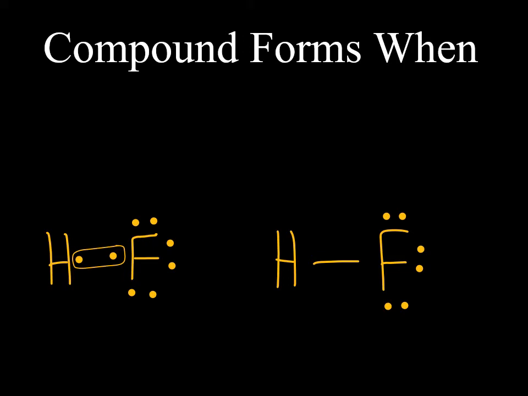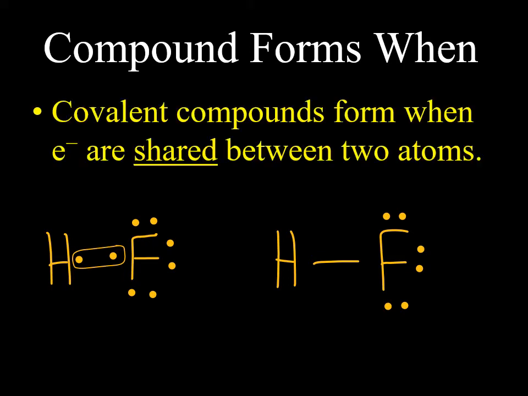So the covalent compound forms when electrons are shared between two atoms, not transferred, but shared. And these pictures are the way that we try to indicate shared. So on the left side, you see two electrons with a circle around them. We're saying that those electrons are shared between the hydrogen and the fluorine. The straight line, the covalent bond, is also a way of saying shared.